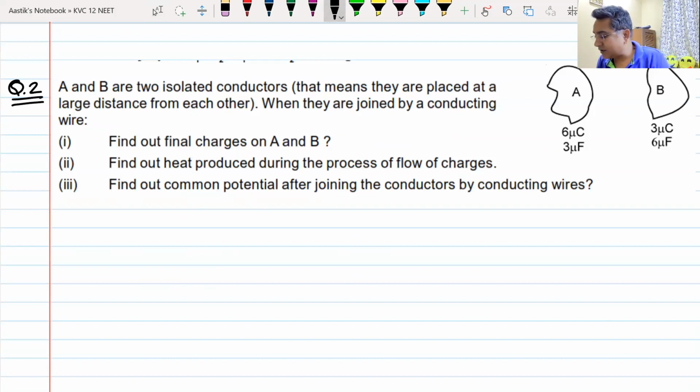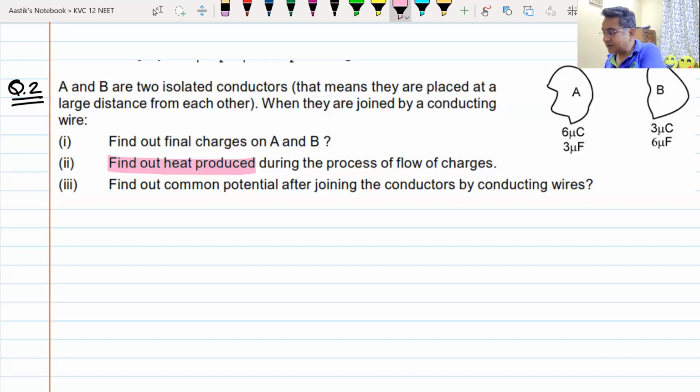A and B are two isolated conductors that are a large distance from each other. When they are joined by a conducting wire, find out the final charges. The initial charge and the capacitance are given. Can you see this? You have to find out the final charges. You have to find out the heat produced. How will you find out the heat produced? It is the change in energy. And you have to find out the common potential. I will give you 2, 3 minutes to do this. If you can do this, that means this topic is done and we can move forward.